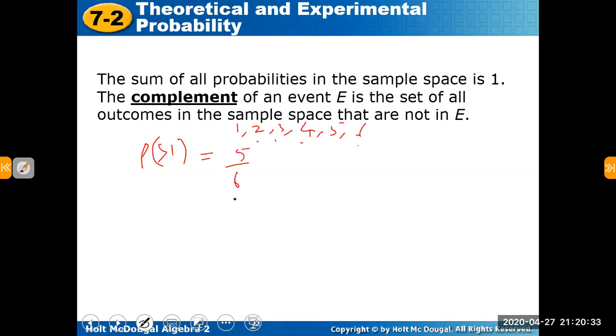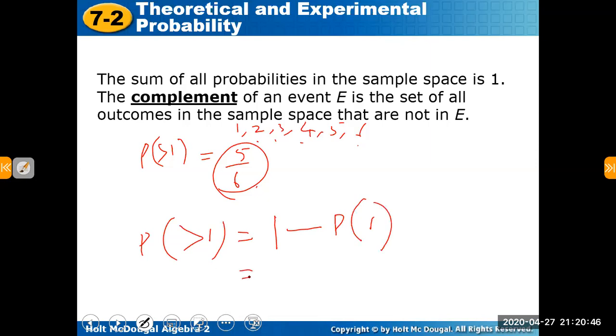But instead of writing this, I can also write it another way: the probability of a number more than 1 is also 1 minus the probability of the number 1. So 1 minus, what's the probability of number 1? 1 by 6. So the total will be 5 over 6. This is just a simple example. This is known as the complement of an event.